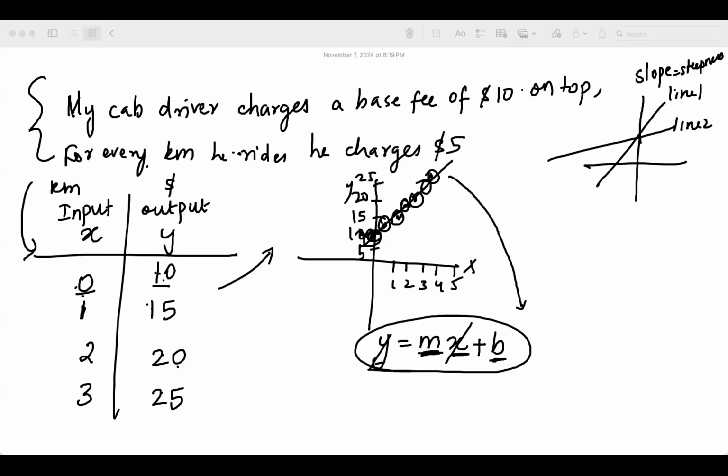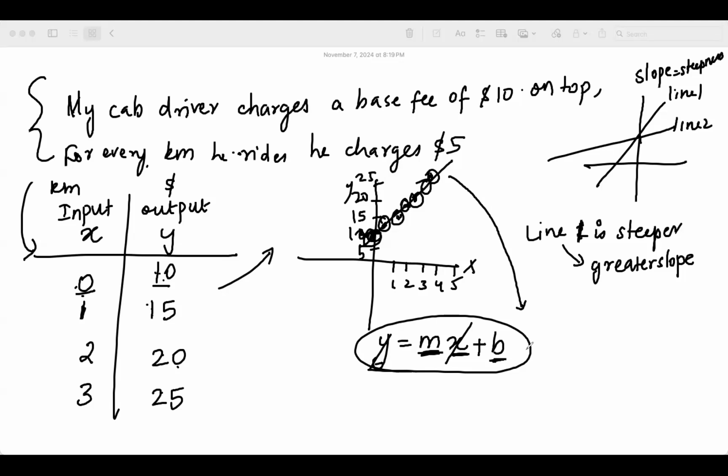Line 2 is, which is steeper? Line 1. Line 1 is steeper. That means line 1 has a greater slope. You got it? Yes. Line 1 has a greater slope. Any questions? No. Okay. Slope means the steepness.